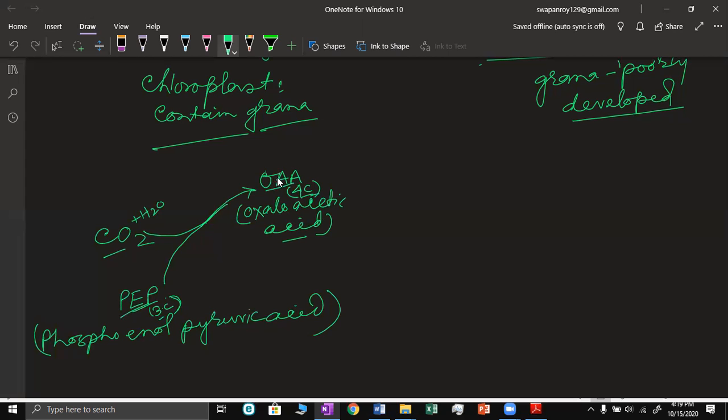And this is why this cycle is known as C4 cycle. In the Calvin cycle, we have learned that the first stable product was a three carbon compound. So it is C3 cycle. Here the first product is a four carbon compound. So it is C4 cycle.